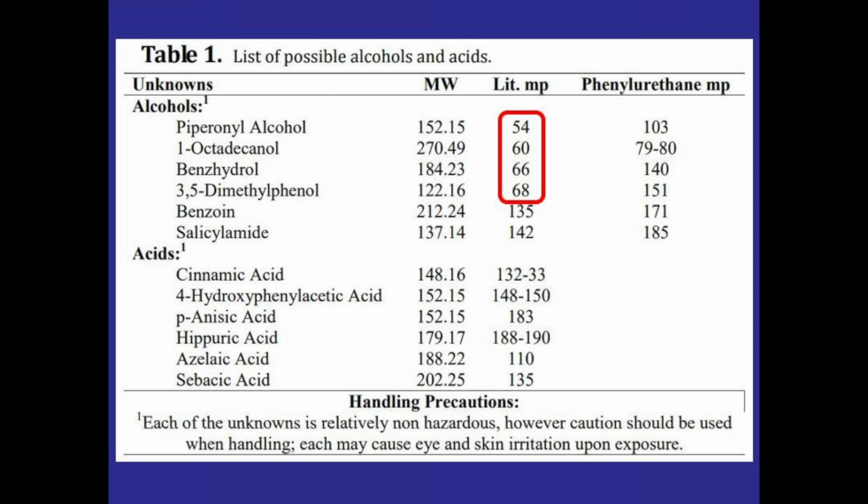Then I would probably put it in around 60 degrees, and if it melted pretty quickly, it would probably be one of these 2, and you could start at 54 degrees or a little bit below and ramp the heat up to see exactly where it melted. If it didn't melt, then it's most likely one of these 2. It's possible that we would get a very, very pure 1-octadecanol that wouldn't melt, but more likely it's going to be benzhydrol or the 3,5-dimethylphenol.